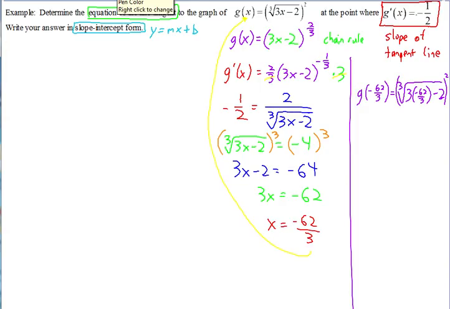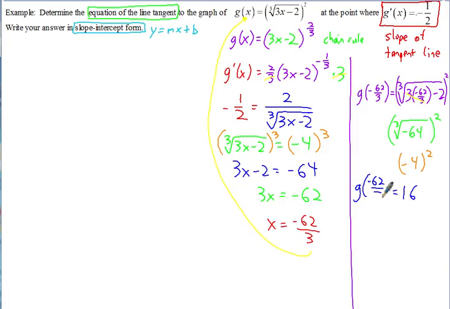So when you simplify that, you can see the 3's reduce out. Negative 62 minus 2 is negative 64. So the cube root of negative 64, squared. Cube root of negative 64 is negative 4. Negative 4 squared gives you 16. So there's our y coordinate of our point of change. So now we know the point of change is negative 62 over 3, 16.